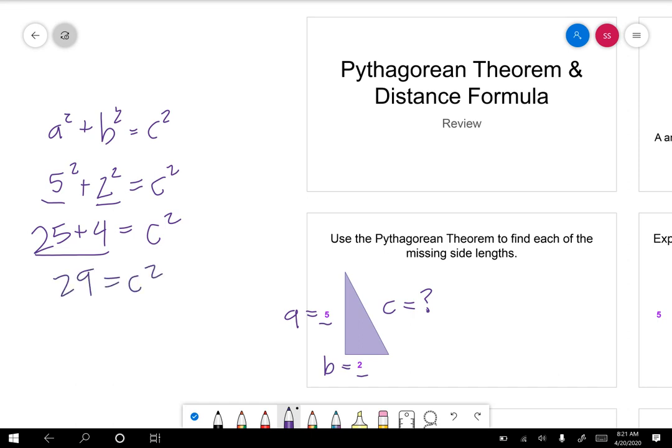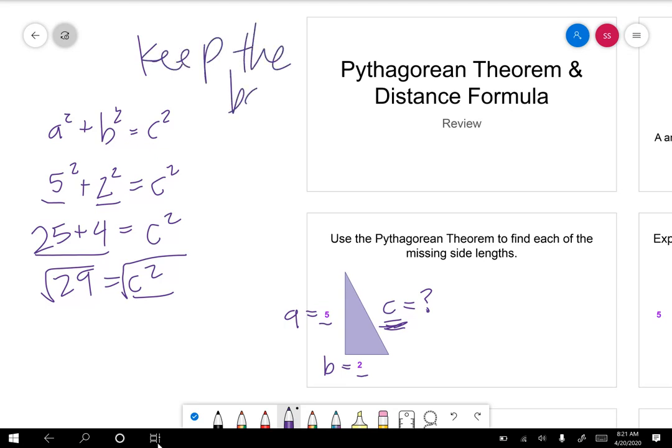Now, we're not done with our answer yet because we want just C. We don't want C squared. We want just C. So to get C unsquared, we take the square root of that. And if we do something to one side of the equation, you have to do it to the other, right? Keep the balance. Keep the balance. Of Star Wars. Balance in the Force. Okay. Keep that balance. So we take the square root on both sides.